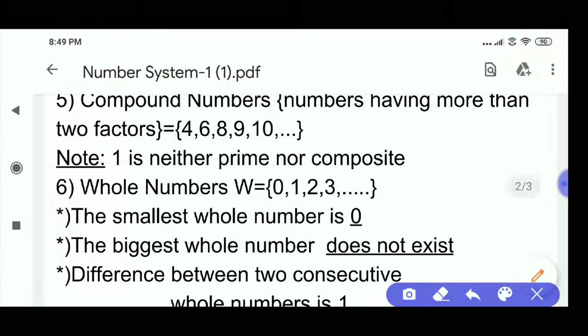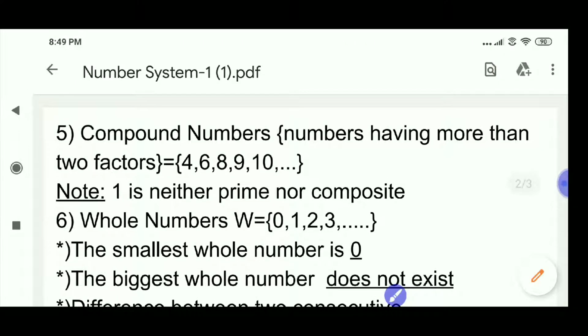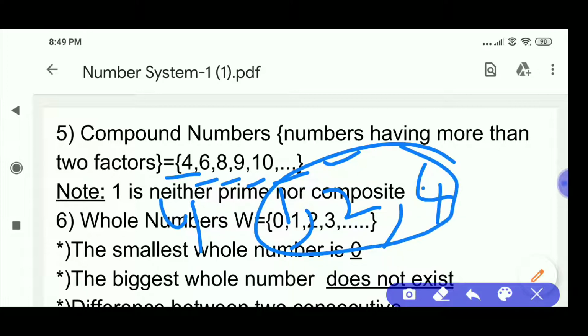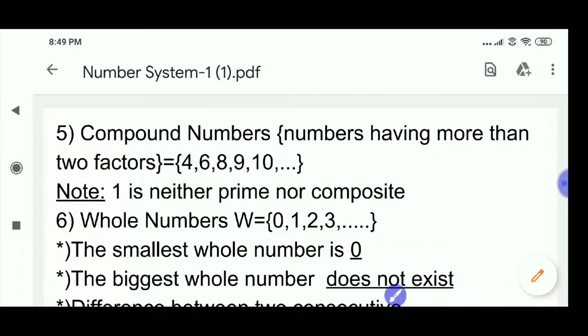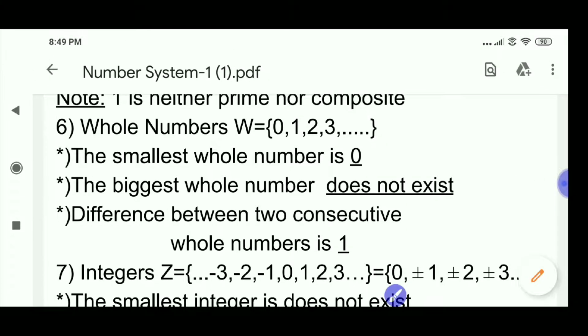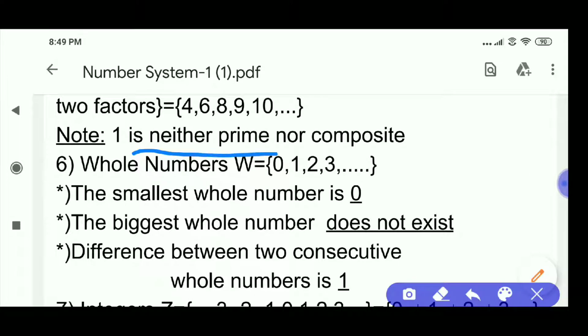Now, composite numbers: numbers having more than two factors. Examples: 4, 6, 8, 9, 10, and so on. For example, the factors of 4 are 1, 2 and 4. So it has more than two factors. Such numbers are called composite numbers. Dear students, remember that 1 is neither a prime number nor a composite number.